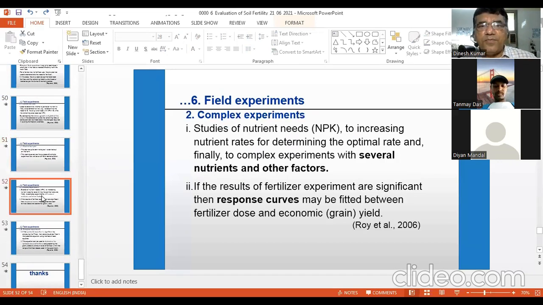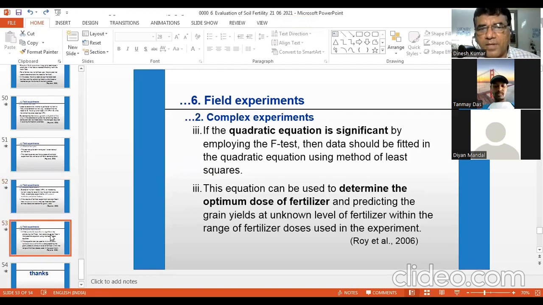Now see, complex fertilizer experiments study nutrient needs with increasing nutrient rates, meaning you can take several levels of nutrient. I think if you remember, I taught you regression equations, correlation and regression, in the last course. You can just refresh. There we took different doses of fertilizer or nutrient and saw the response. Then you can develop the equations, and that can suggest the optimum rate of fertilizer application.